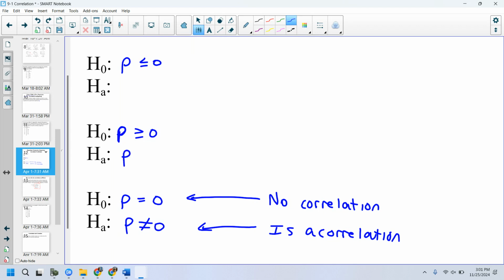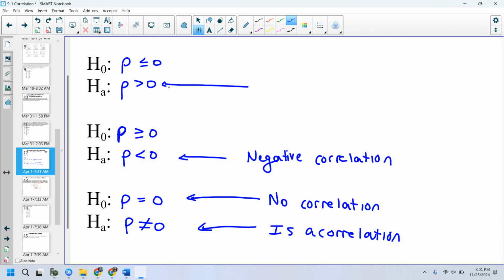Now, if rho is, looking at the second one here, if rho is greater than or equal to 0, well, then the alternative would be less than 0, right? And if rho is less than or equal to 0, rho would be greater than 0 in this location. Now, what are each of these saying? Well, if it's less than 0, this would be a negative correlation. If this is greater than 0, this is a positive correlation.